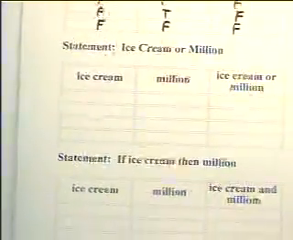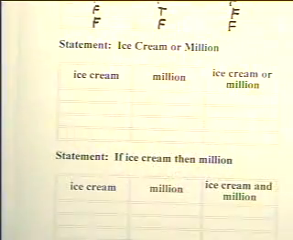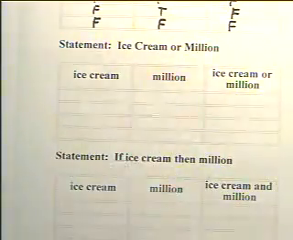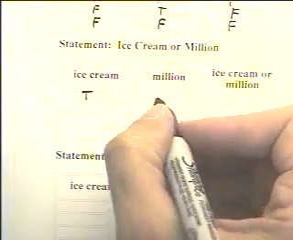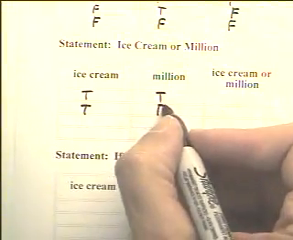Now, if the statement is ice cream or $1 million, then what are we going to say? Well, let's see. We can write our truth values. We get the ice cream and the million, and we get the ice cream but don't get the million.